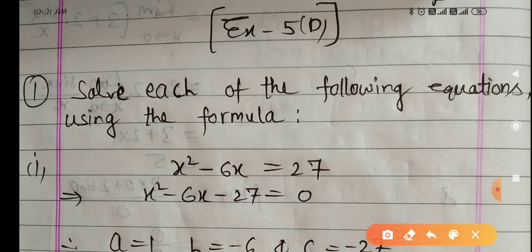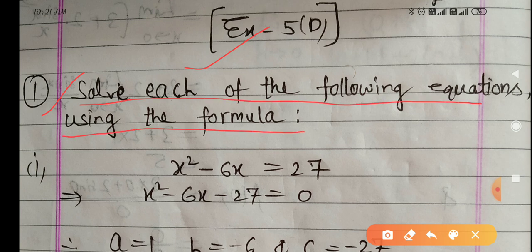You can see exercise 5D is written. Question number 1. In the first question many parts are there. Some parts I am taking. Solve each of the following equations using formula. Using formula means quadratic formula. So what is the quadratic formula? I will tell you in the question.